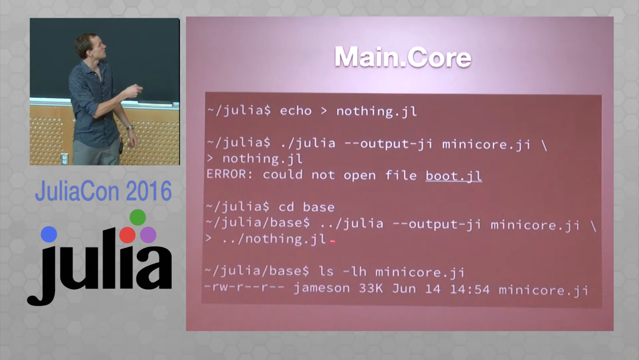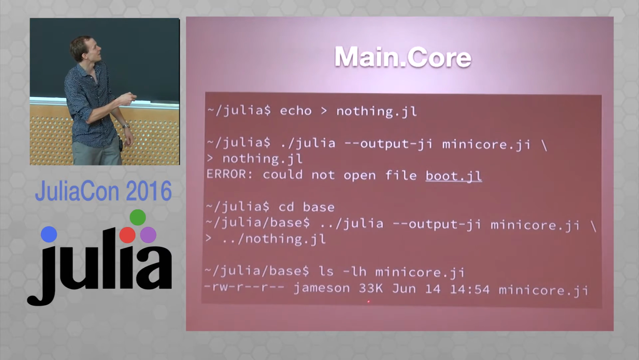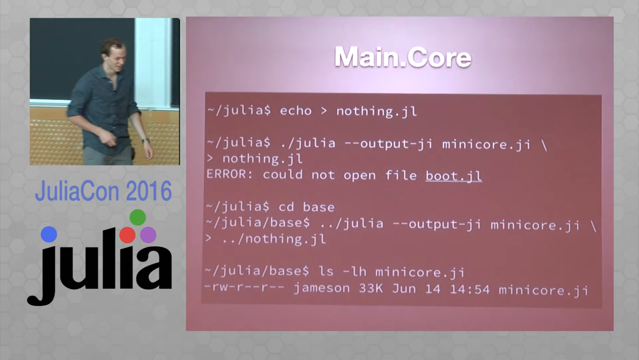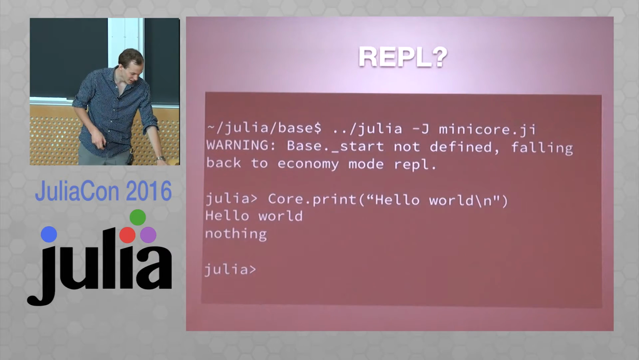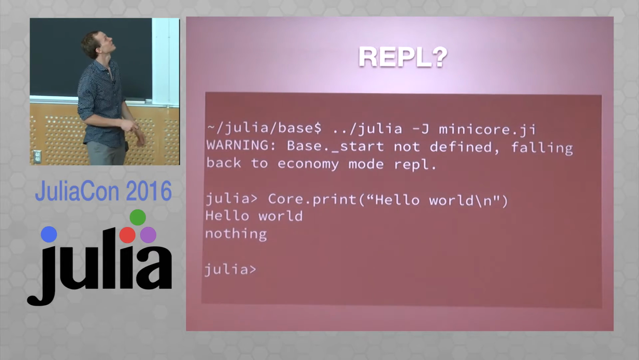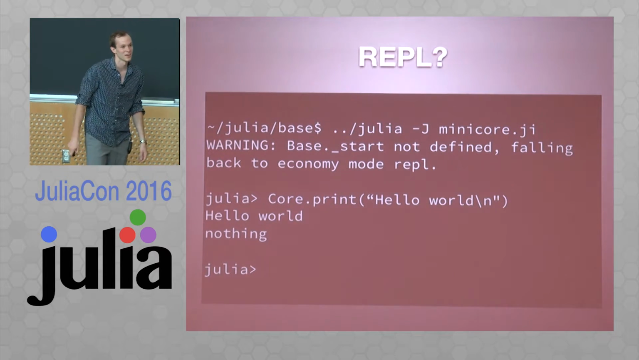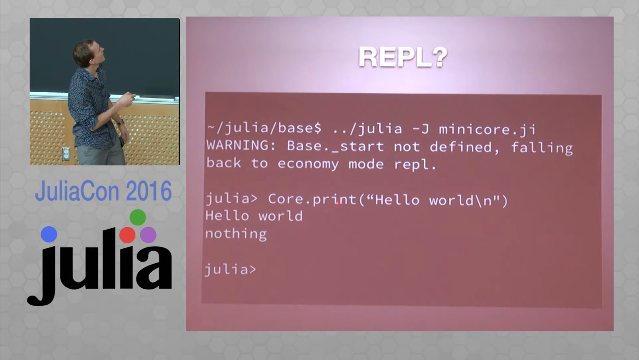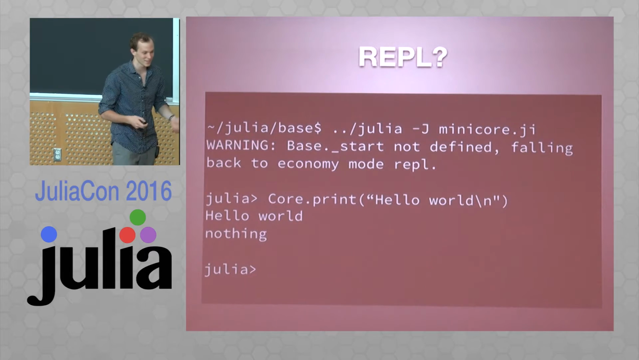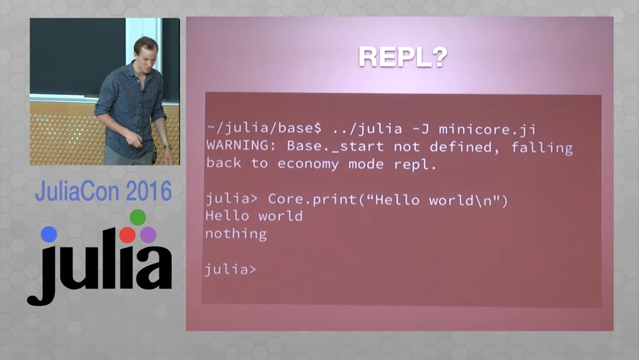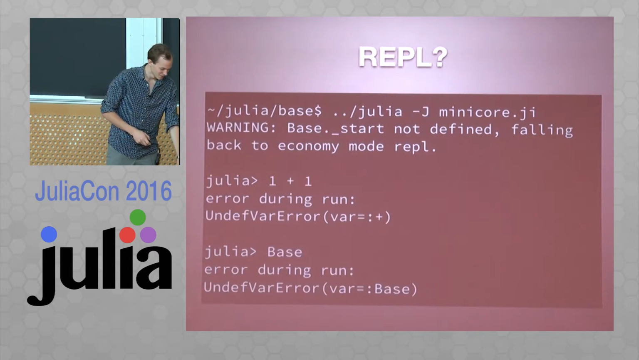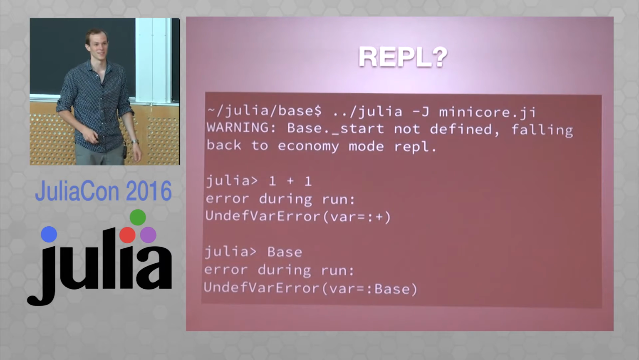Since that file's in base, we can go ahead and run it in base, and we get this really, really tiny Julia, a 33K file, and we can even run it. So the next thing we can do is we say, Julia, hey, start up with that minicore that we just created. We get a little REPL back here. We can print strings, and it's looking almost like the full thing, right? Well, maybe not quite.